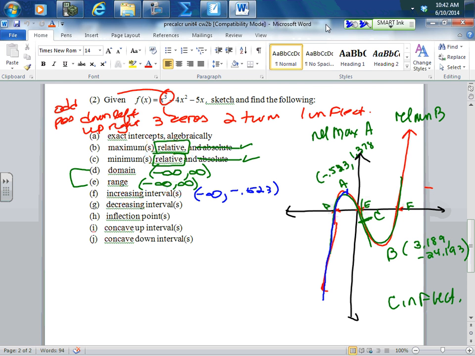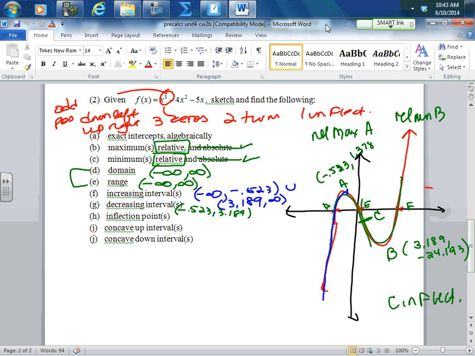And where else am I increasing? From what point? From point B, from 3.819 to infinity. I'm looking at my Y values because that's the value of my equation, but I'm saying to you where my X is going. Remember, increasing, decreasing, you have to give me the X's. Therefore, the decreasing says, okay, I'm decreasing from A to B. I am decreasing from negative 0.523 to 3.189.